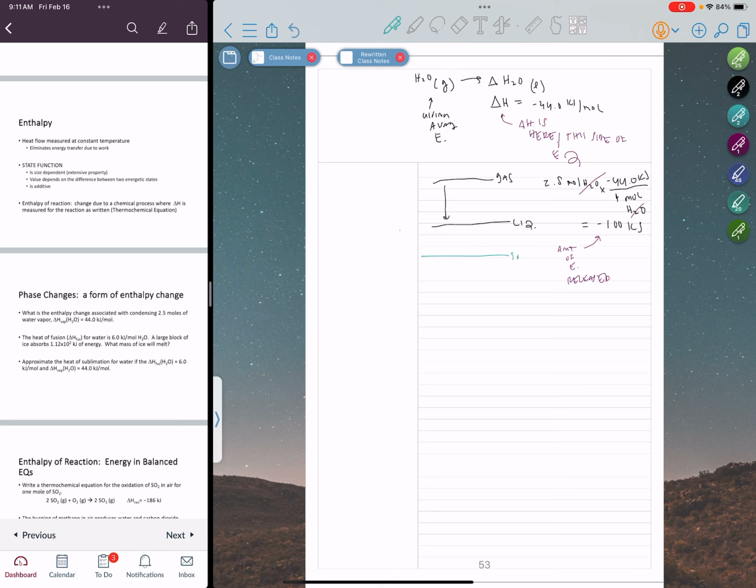Second problem says, I've got 6.0 kilojoules per mole of water. I'm going to take ice and absorb, H2O solid going to H2O liquid. I'm going to absorb about 112 kilojoules, about the same amount of energy as what we had over here that was released. And it asks, how much ice can I melt with that quantity of energy?